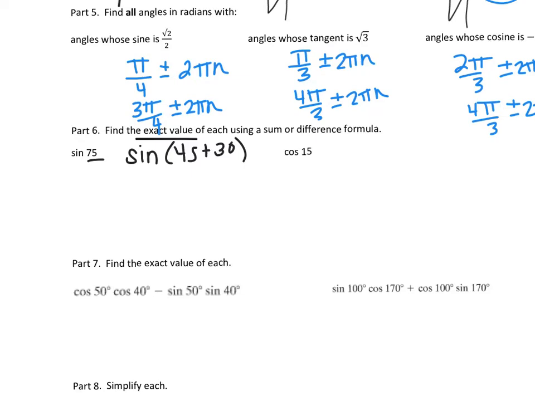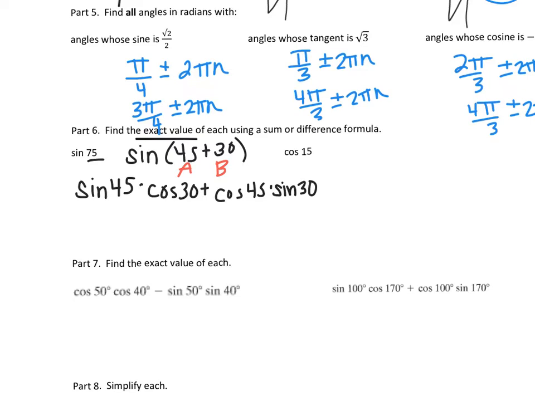But I have the 45 and 30, so I'm going to use the formula where this is A and this is B. So using the formula, it's going to be sine of A, which is 45, times the cosine of B, which is 30, plus the cosine of A, which is 45, times the sine of B, which is sine of 30.